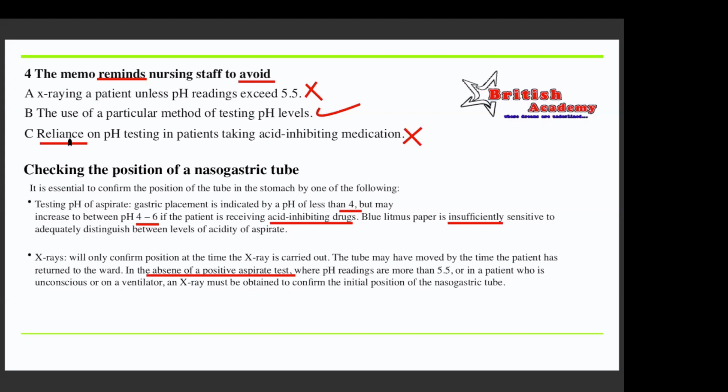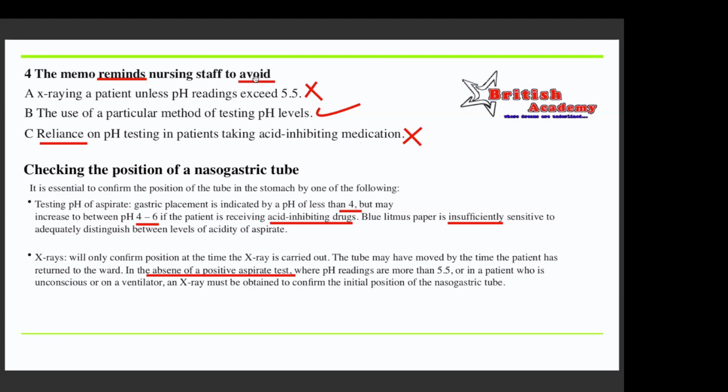So relying or depending on pH testing only in patients taking acid inhibiting medication is not even the closest one. Both the methods which they have said are not advocated, we cannot rely on one method. So that's the reason to avoid use of a particular method. One method of testing pH level should always be avoided. One or the other way. Either you do blue litmus, if that is not working adequately, go for the X-ray. So that is what it's saying. It should not depend on one mode of testing. That is what it says.